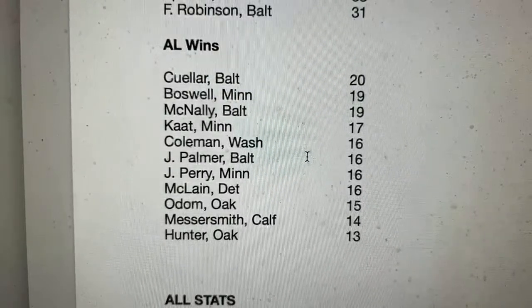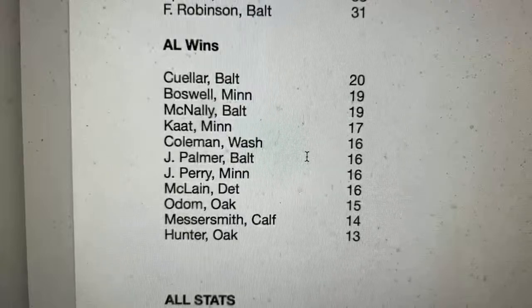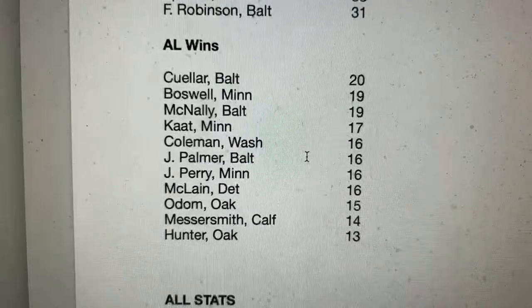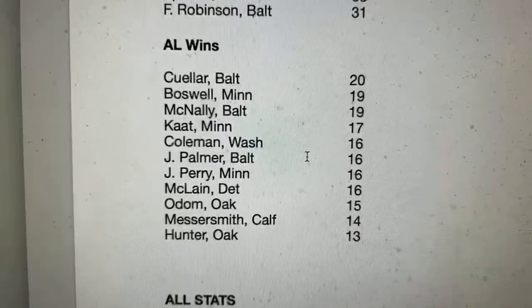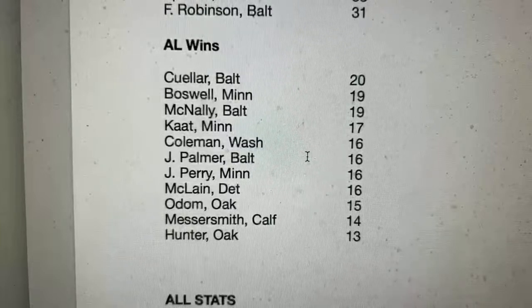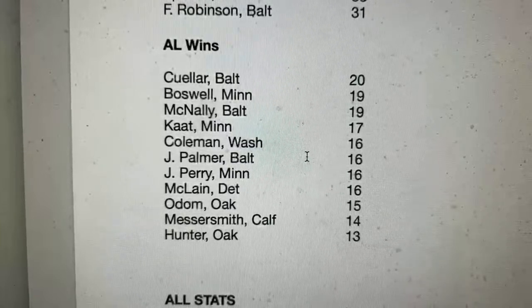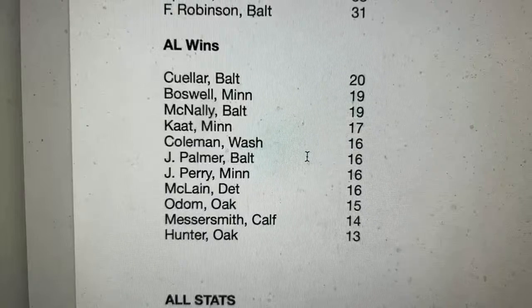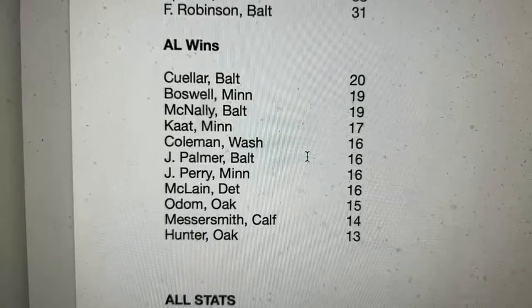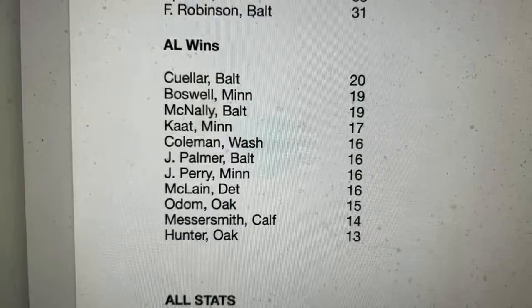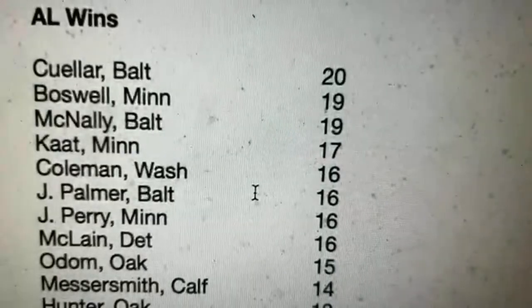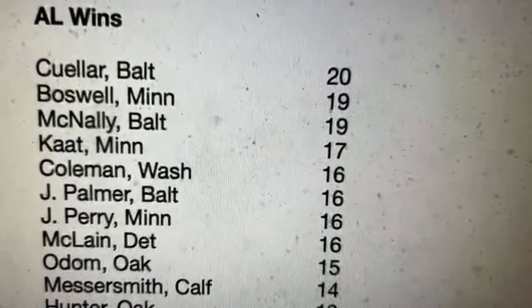Coleman with 16 for Washington. McLain has won 16. He won 23 in real world. Odom and Hunter for Oakland. Odom has 15, Hunter has 13, and Andrew Messersmith with 14 for the season. So that just about rounds that out. Why don't we take a look at the games of this past week?